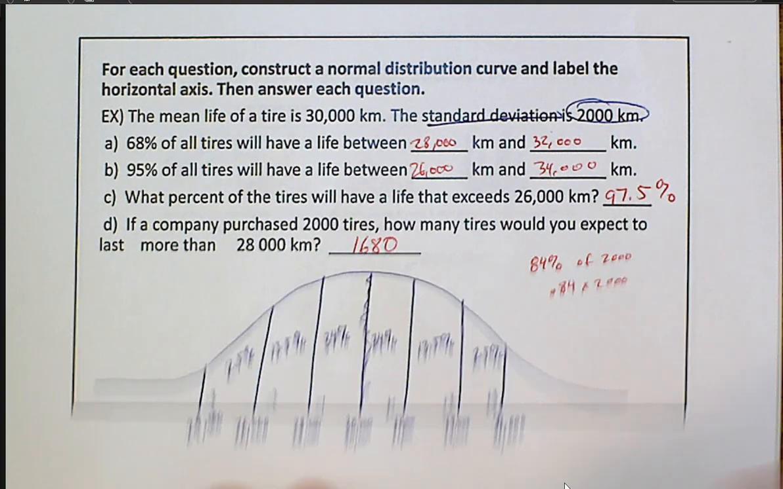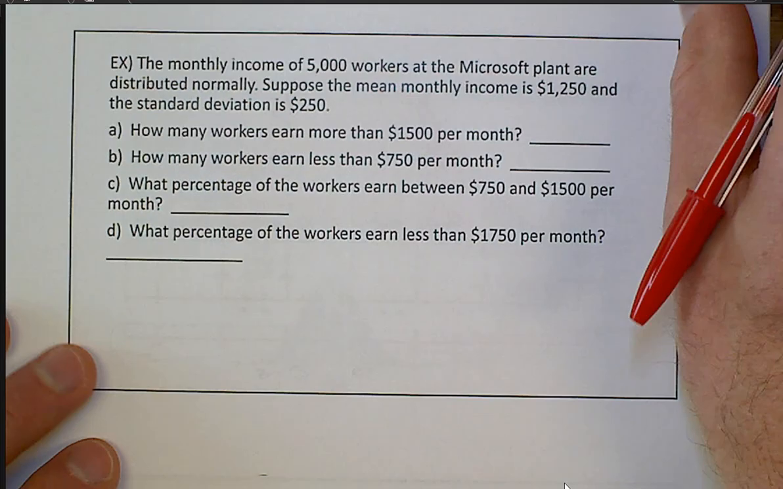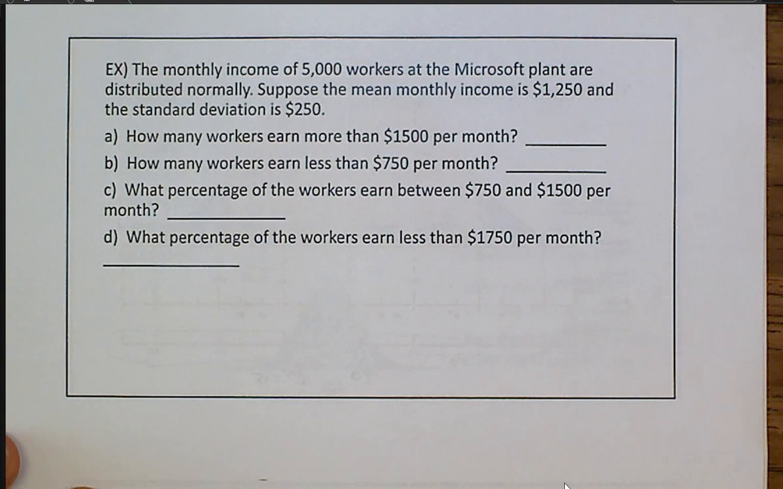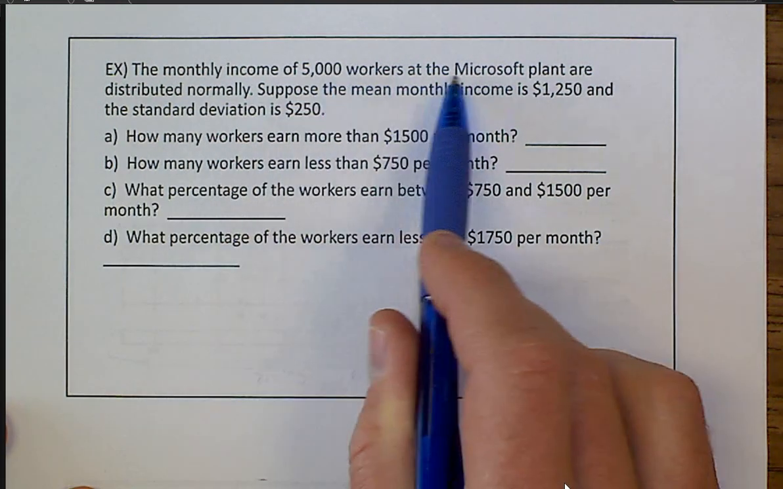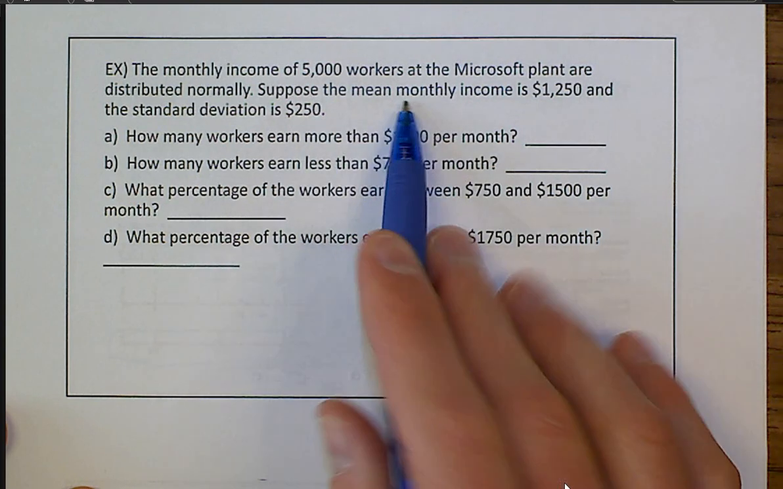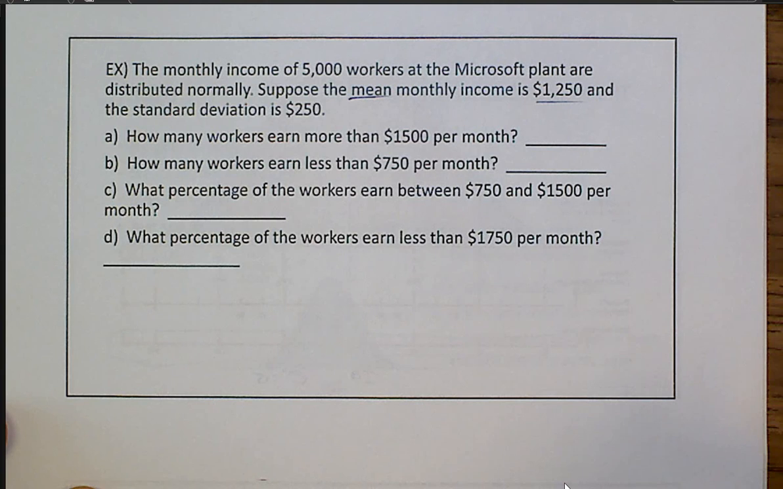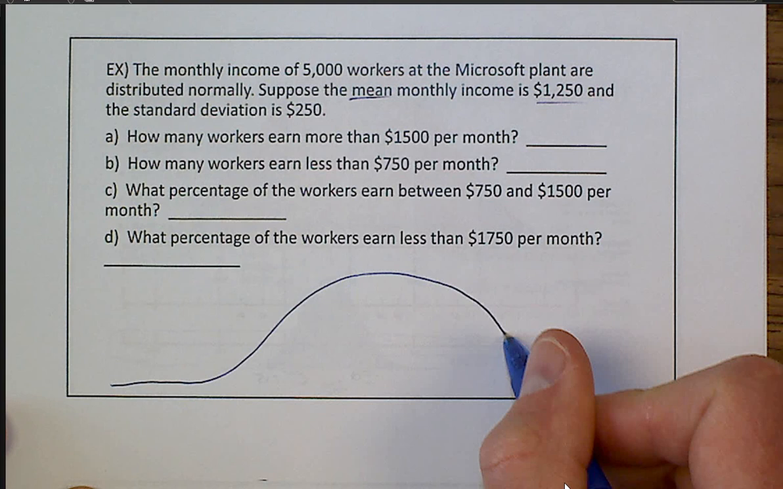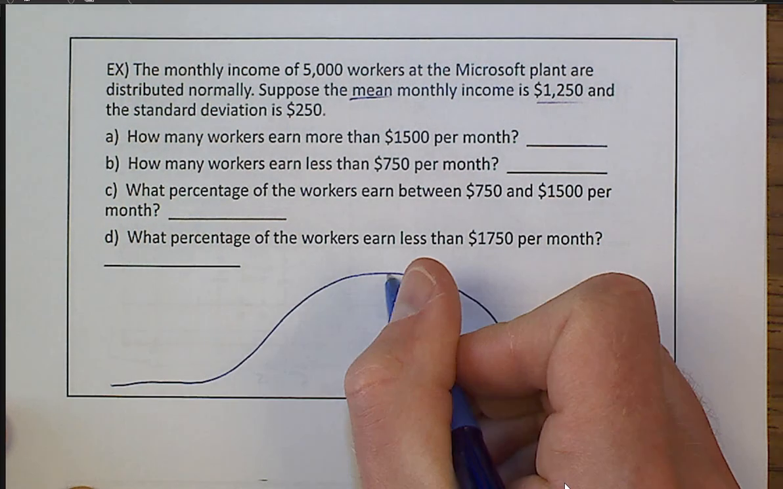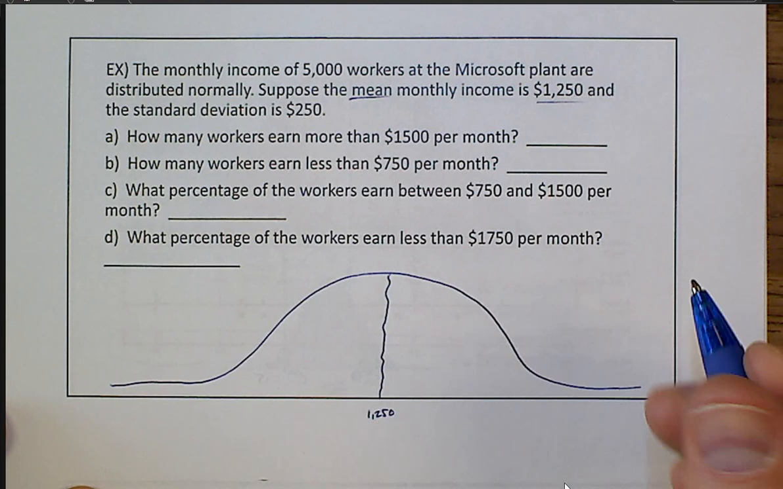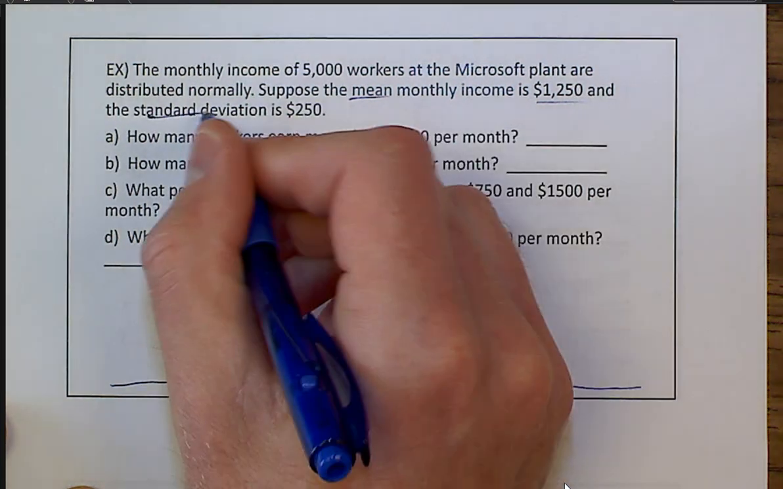Okay. Last set of questions, very similar to what we just did. Why don't you hit pause, try this, and see what you come up with. All right, so monthly income, 5,000 workers at the Microsoft plant are distributed normally. Suppose that the mean is 1250. So let's draw like we did before, big bell curve here, and there's my 1250, okay? The standard deviation, very important, is 250.